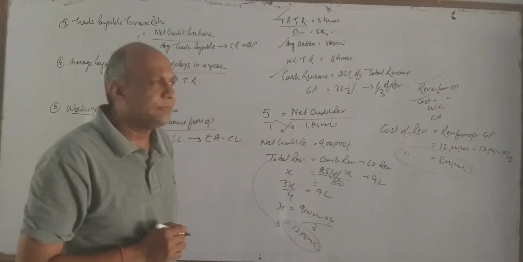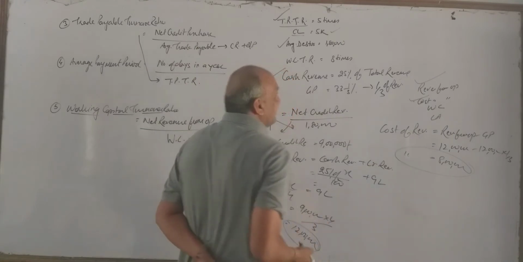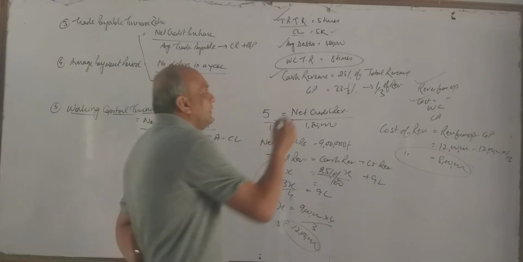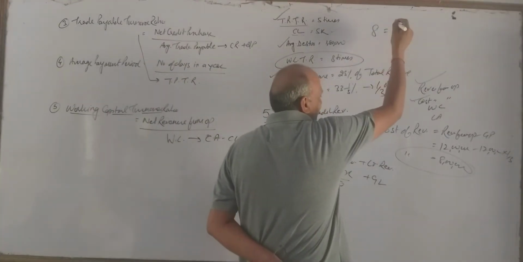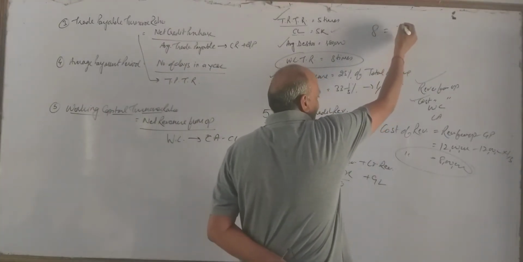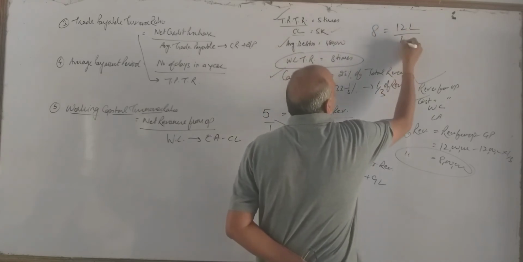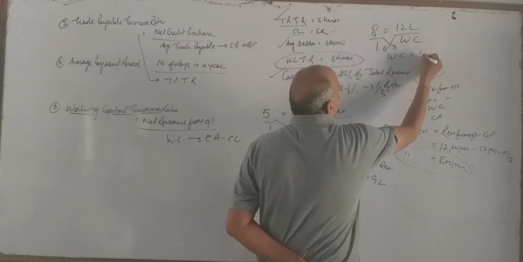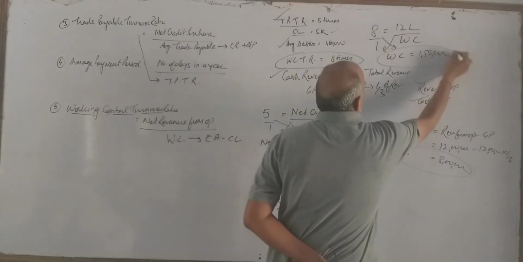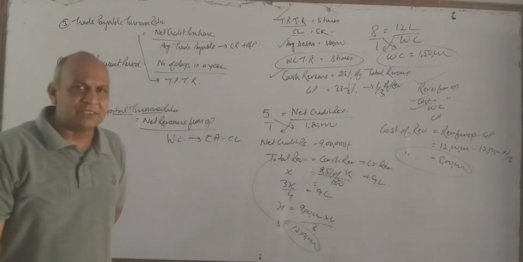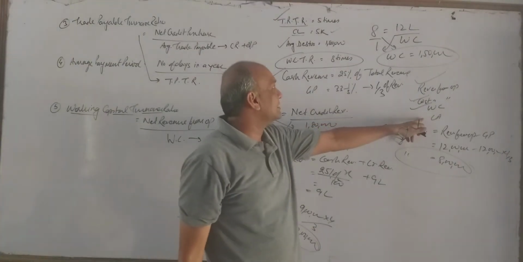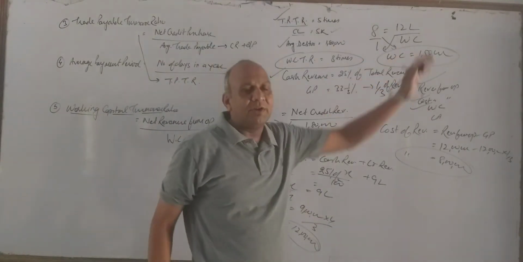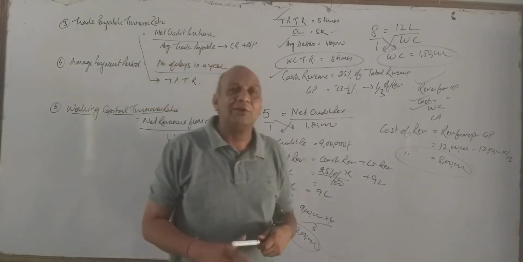I think you understood. Now someone is asking for working capital. For working capital, let us use this formula. Working capital turnover ratio 8 is equal to net revenue, which is given to us as 12 lakh, divided by working capital. Cross multiplication. So working capital is equal to 1,50,000 rupees. Now someone is asking for current assets. You have been given current liabilities also. Using the 5,000 current liabilities, current assets can be calculated easily.